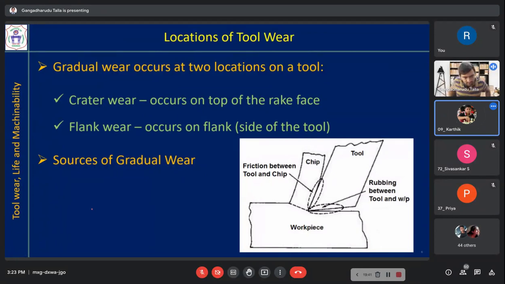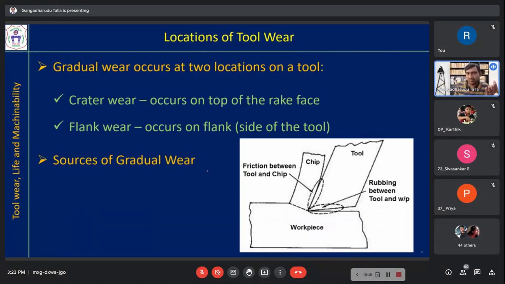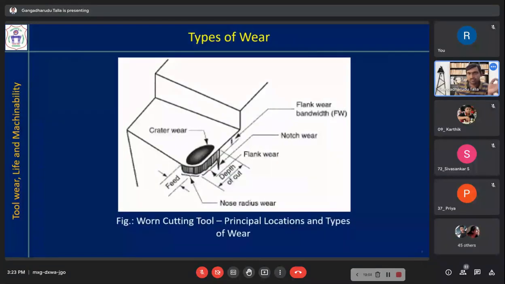Okay. Now sources of gradual wear. We have seen the reasons to some extent, crater wear and flank wear, but now we will understand in detail what the sources of the gradual wear are. Before that, types of wear. We have seen the locations, and based on the location the name will come. Here you can see a worn cutting tool, with principal locations and types of tool wear.